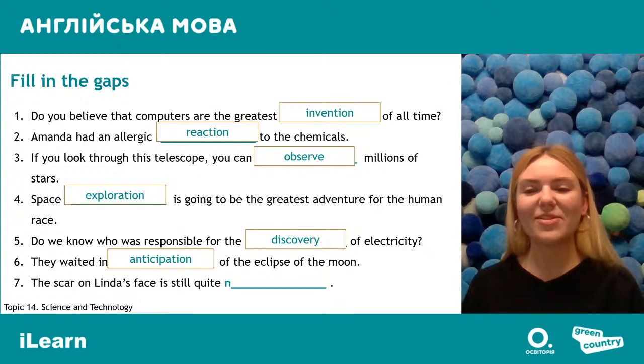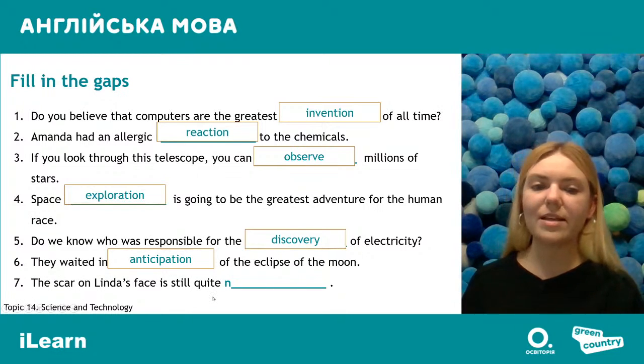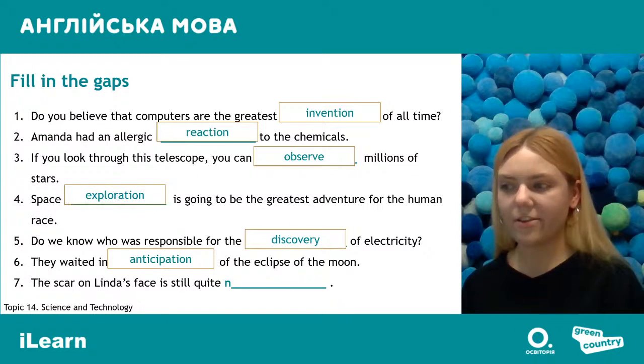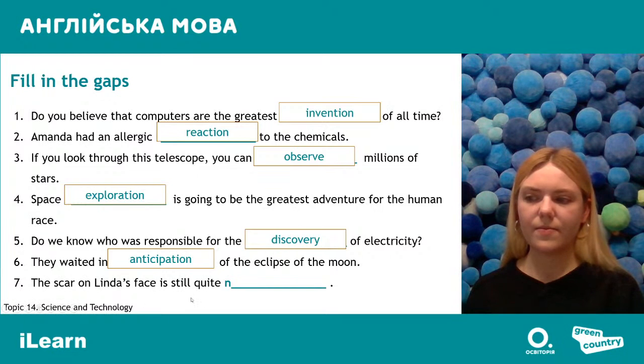So you can remember it and you can even use it for your writing, for your letter in the last part of the test. And the last one, the scar of Linda's face is still quite. So after quite, we usually use adjectives. So which adjective beginning with N can be used here? And the scar, it means шрам. And the scar was noticeable, помітний.